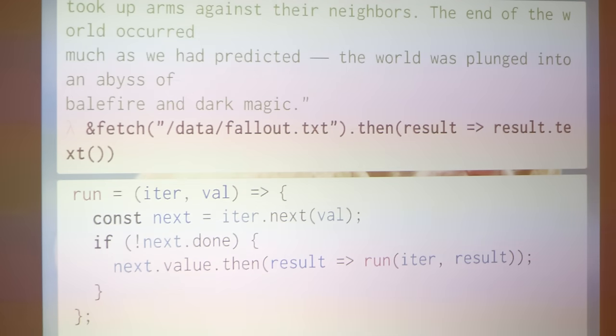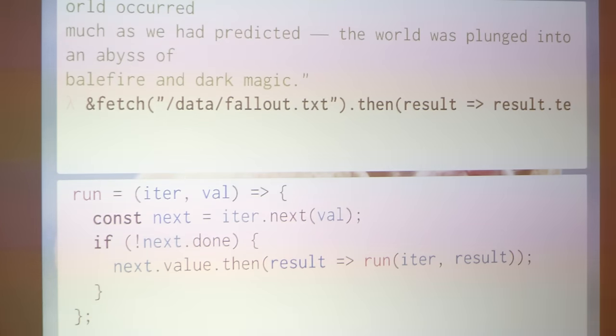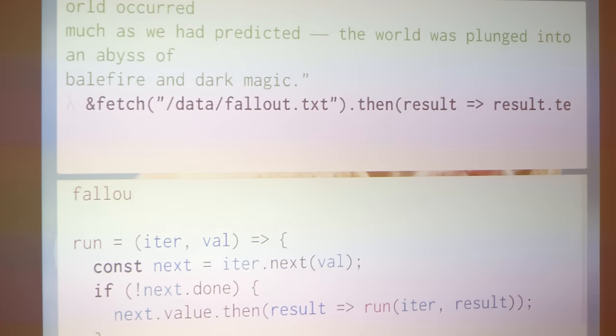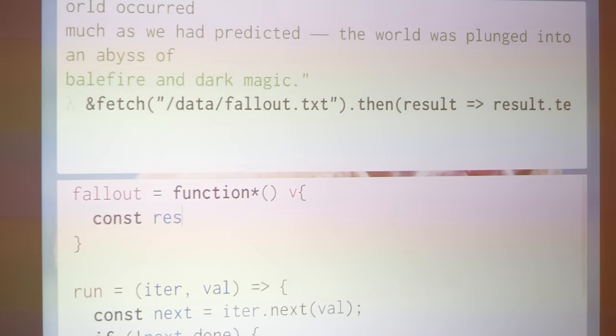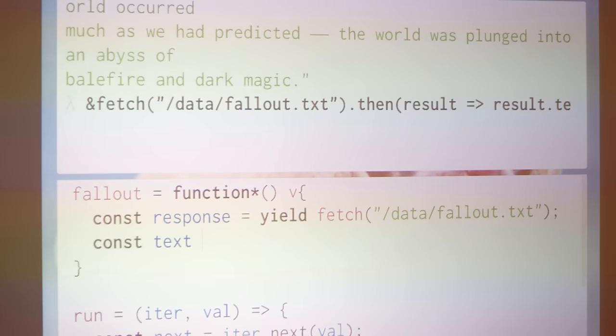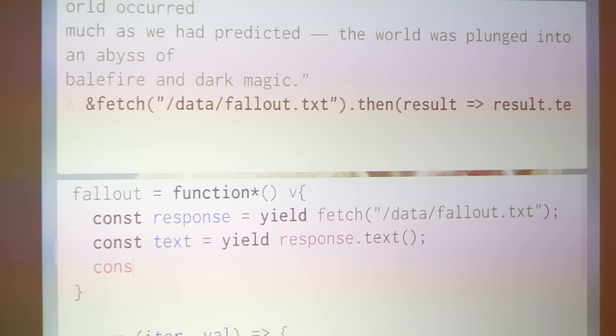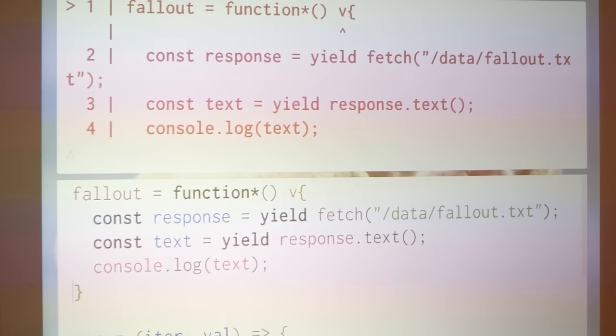And that's thanks to the mechanism of promises. So you can imagine where I'm going with this. We should be able to write a function, let's call it fallout, a generator function. Get the response, yield on the fetch, then const text is yield response.text, console.log text. So that will fetch the file and it will print it to the console.